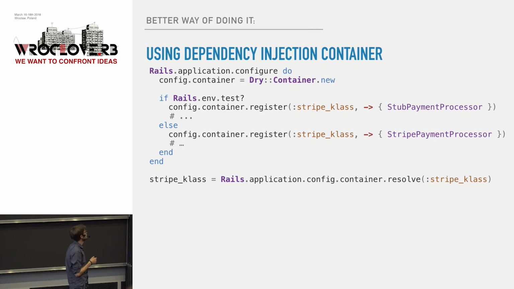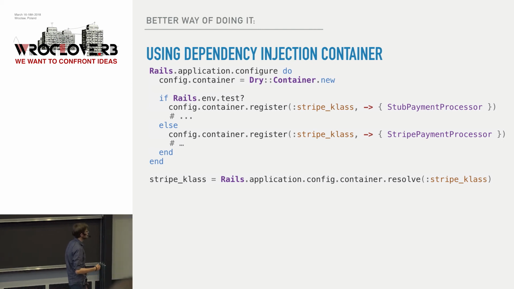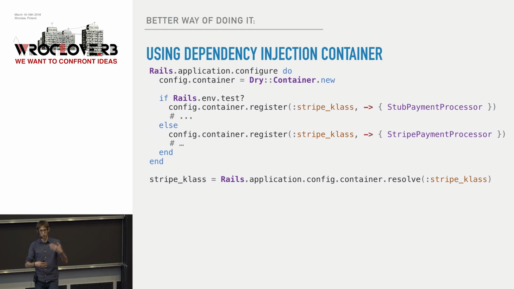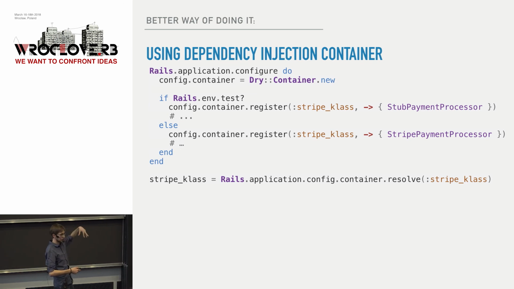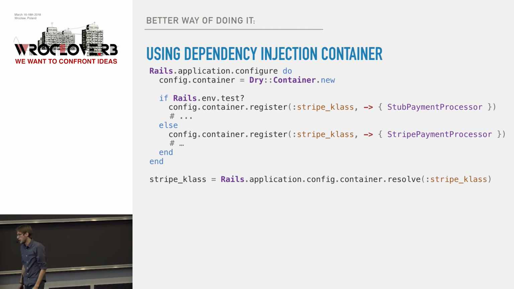So for the test environment, you put a stub implementation there, and for development and production, you put the real thing there. And then in the code, all you need to do, yeah, it's a long line, but anyway, you resolve this container and you get a real class. And what it gives you is that in your tests, you don't have to care about swapping implementations anymore, and you have a single place where you can keep all these different implementations of external things. So that's definitely a good thing.